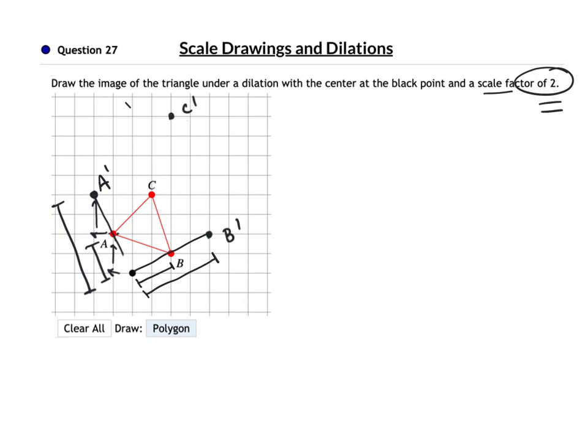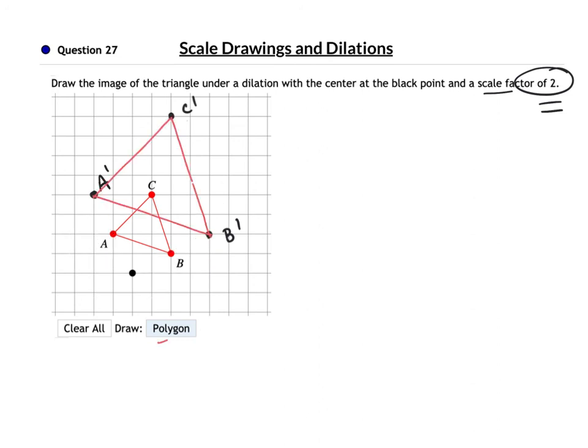Scale factor is also sometimes called magnitude when you're doing a dilation. Now what I'm going to do is connect my 3 points, A prime, B prime, and C prime. And that triangle is the answer. That triangle, each side would be twice as long, and the scale factor is 2 to 1. The area would be 4 times bigger.